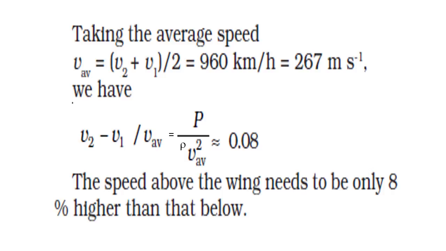Taking the average speed V average equals (V2 plus V1) divided by 2, the value will come out equal to 267 meter per second. So by putting in the equation, you will get (V2 minus V1) divided by V average equals delta P divided by rho V average squared, and that will come out to 0.08. That means the speed above the wing needs to be only 8% higher than that below.